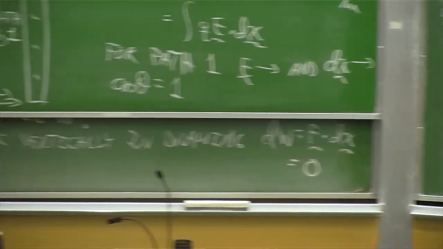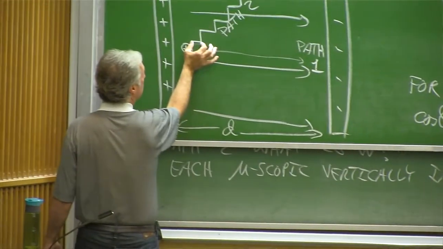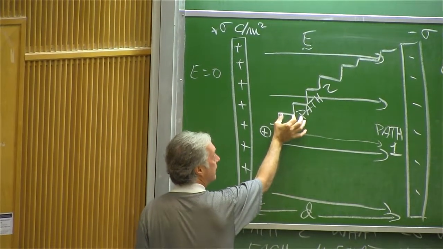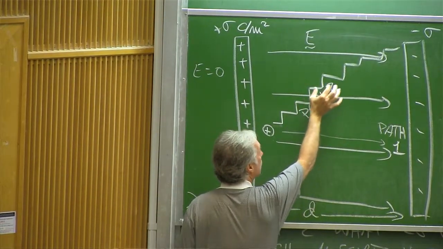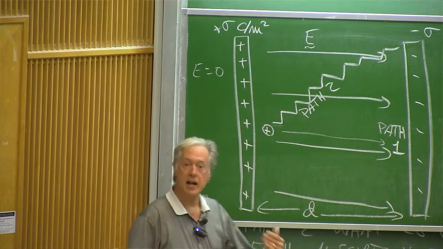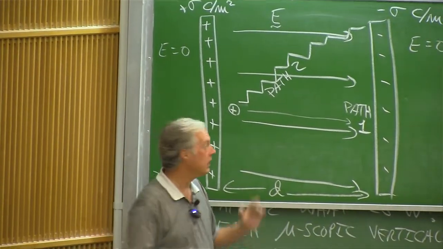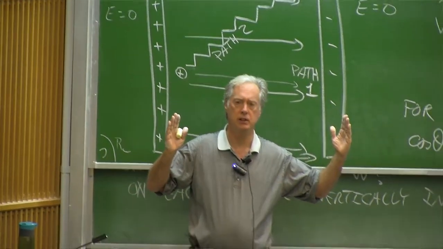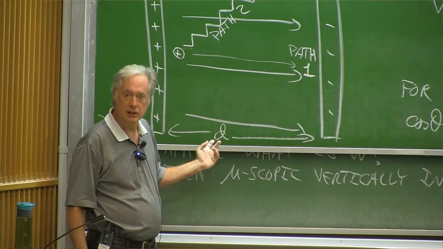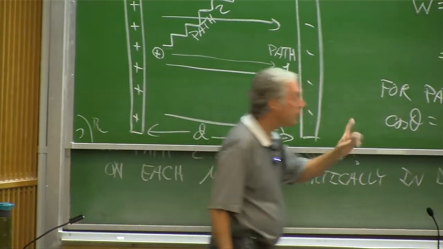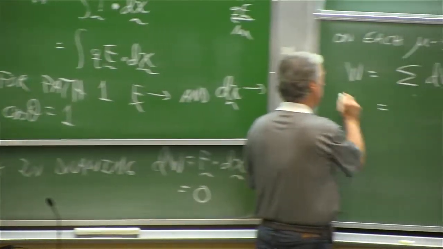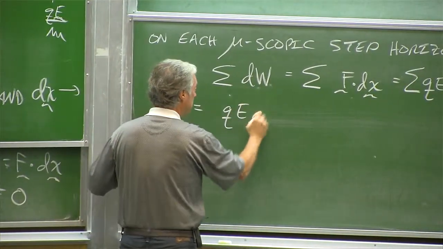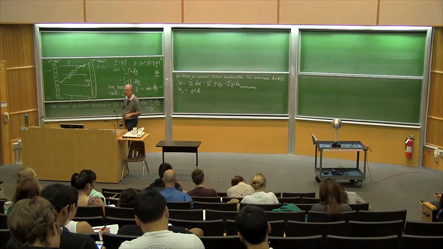Now let's look. If I take this first step and I get a little dx1, here's the next step to the right, dx2, dx3, dx4, dx5, and so on. If I add up each of those, how much length do I get that I traveled in the horizontal direction? Just the original d, the distance between the plates. So this works out to be, the work done on path 2 is the same as the work done on path 1.